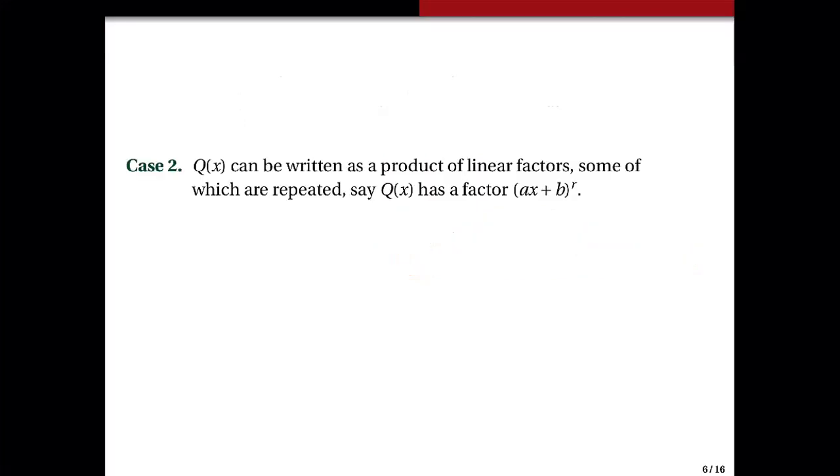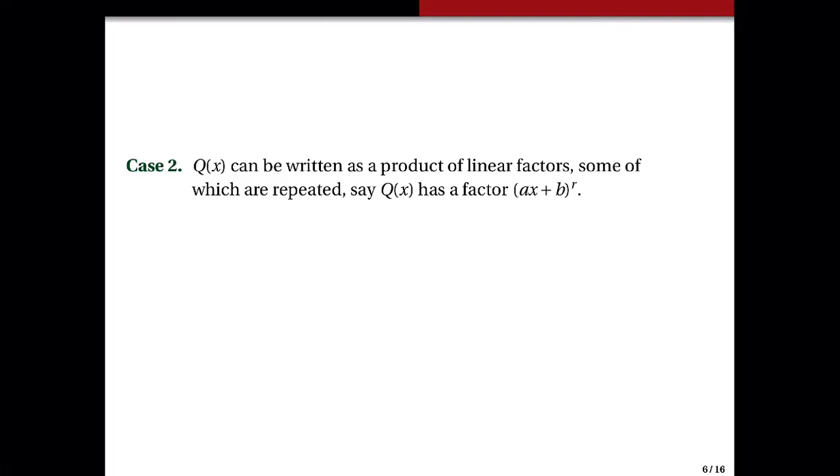Now, let us look at case number 2. For case number 2, suppose the denominator has a factor which is repeating. For example, there is a factor ax plus b, but it is repeated r times. Therefore, your q of x has a factor ax plus b to the r.